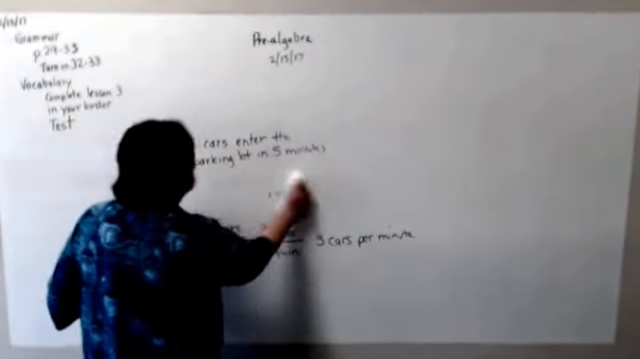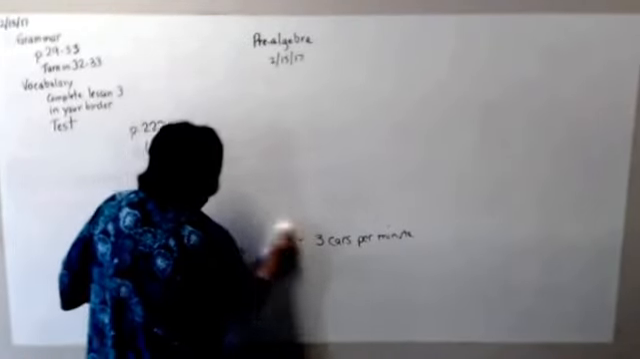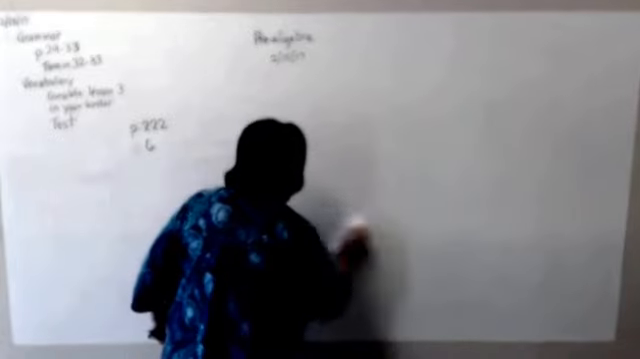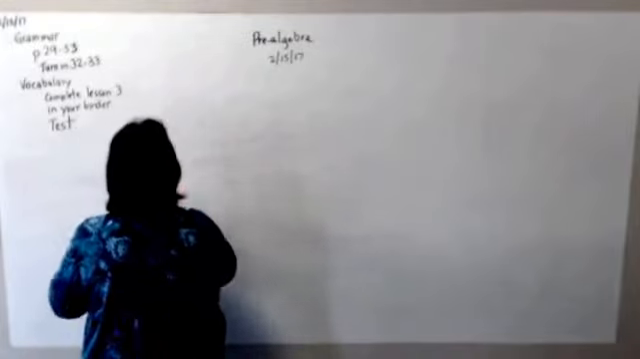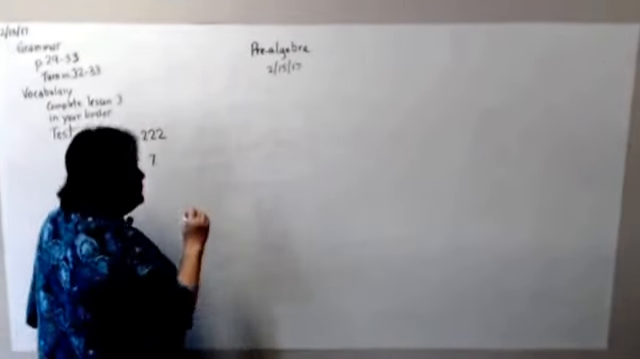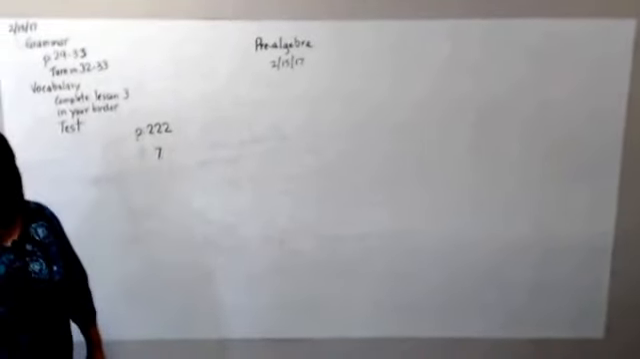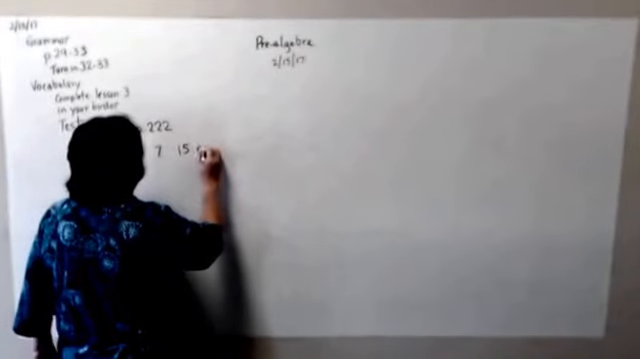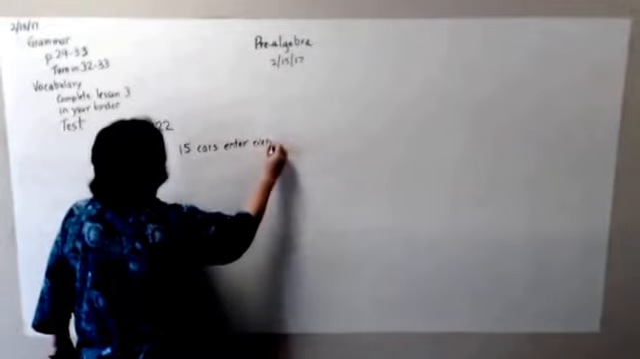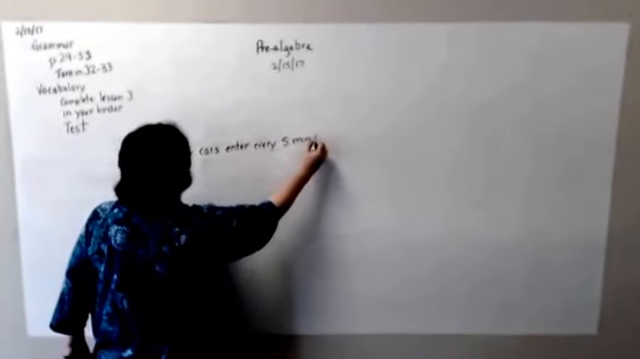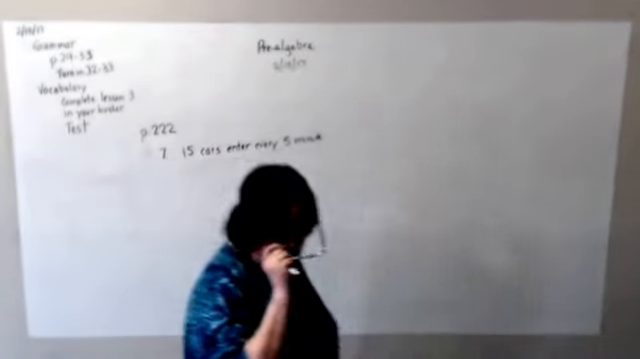So now, let's take a look at, I think several people had questions about this. Let's take a look at number 7. Everyone try number 7 now. Read it out to me, Sullivan. 15 cars enter the mall parking lot every 5 minutes. And what's the question now? How many cars enter the parking lot every 1 minute, and then how many cars enter every 2, every 3, every 4, and so on.